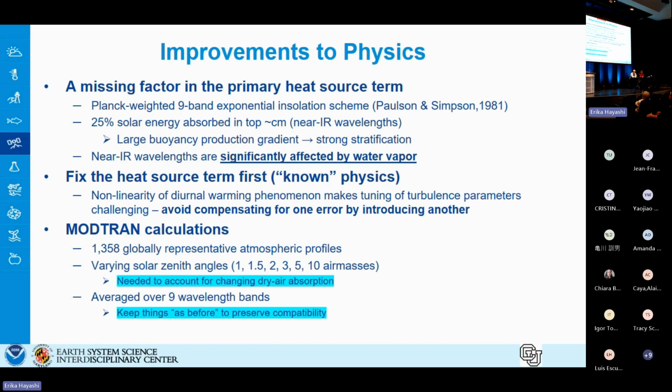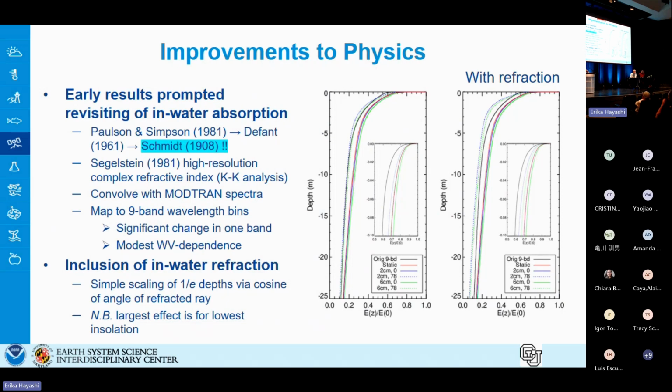This is the well-known Paulson and Simpson 9-band scheme. The varying solar zenith angle also dealt with the change in the dry air absorption that we observed. And we kept it with that 9-band scheme, and everything else was relatively compatible with what we had before. But our initial results gave us pause.